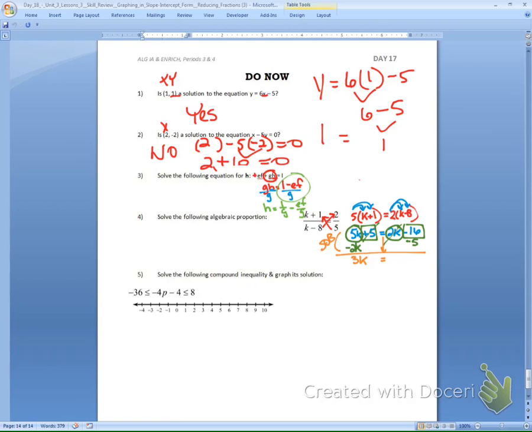Then I combine the negative 16 and the negative 5. Those are the same sign, so I have to add. 16 plus 5 is 21, but don't forget the bigger sign wins, so it's a negative 21.